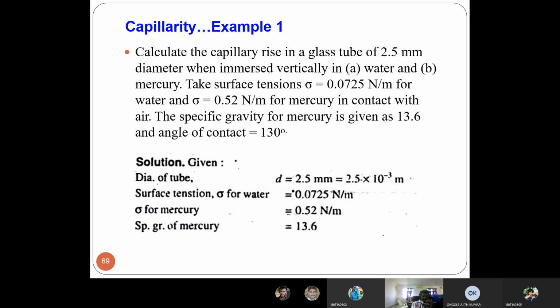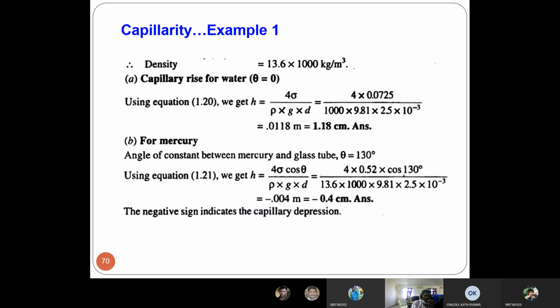What is the given data? Diameter of the tube 2.5 mm, converted into meters. Surface tension given for water, and for mercury 0.52. And specific gravity of mercury is 13.6. So density of mercury is equal to 13.6, the specific gravity S, into density of the water. Understand what is meant by specific gravity?